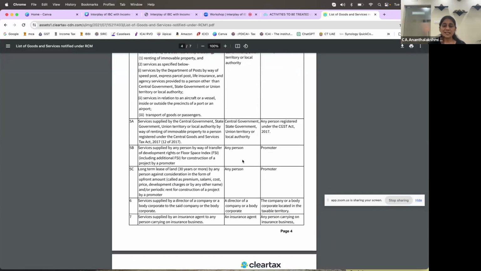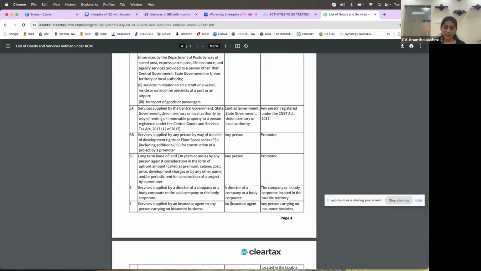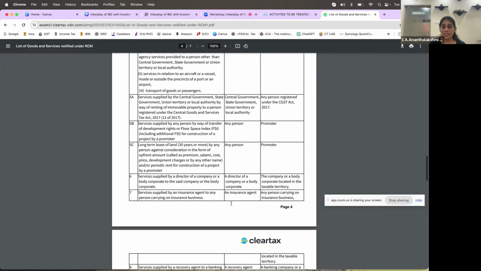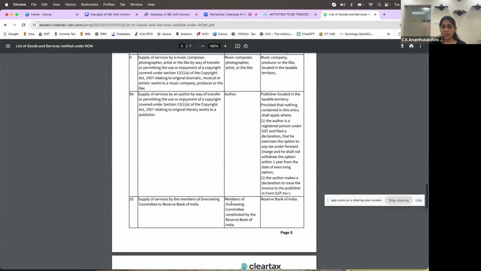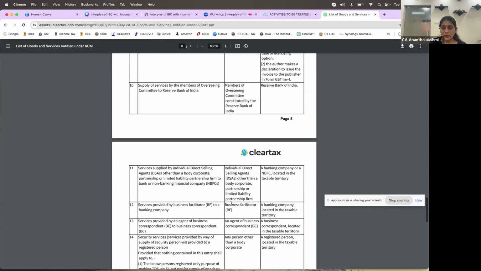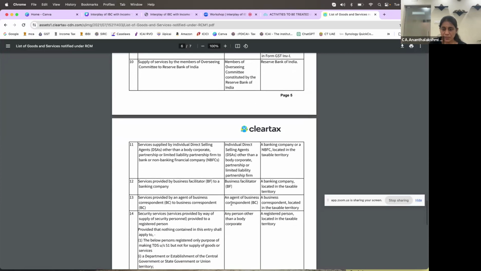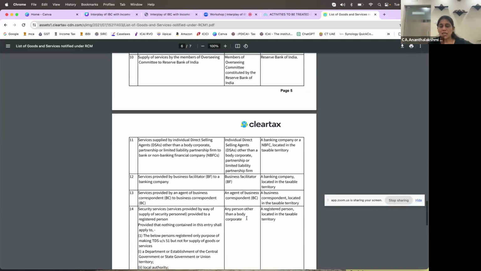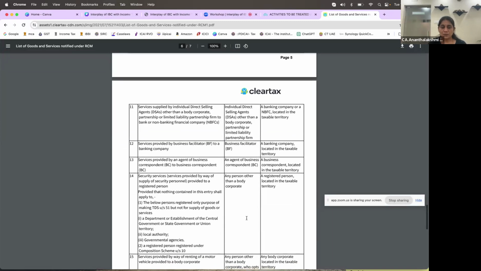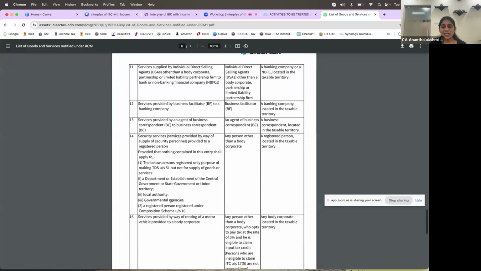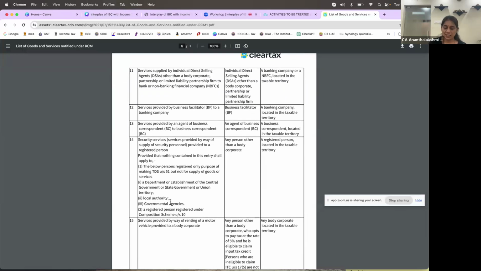Transfer of development rights generally will not be applicable for an RP case. Then director: if any amount is given to a director, RCM applies, but here there is no director, so RCM is not applicable. Insurance agent, music composer, business facilitator, agent of a business correspondent, any person other than the services. Security personnel: generally I'll just say which ledgers we have to see. Security services provided, that ledger becomes important.